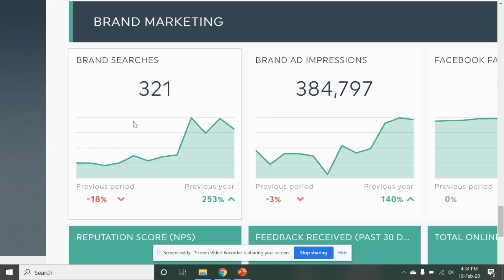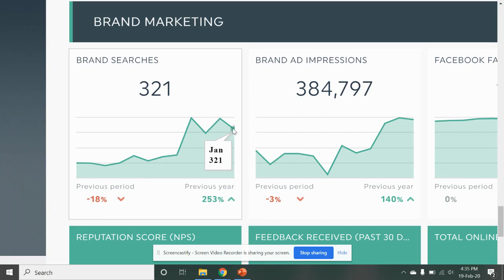Now, for this client, if we go back a year, their brand name was searched in Google 99 times last February. In March, it was 98 times. Last April, it was 82 times. But in recent months, we've had a big increase in the number of searches for their brand name. In October, it was 396, December 392, January 321. What this means is that this client's target audience are searching for them on Google by name 10, 11, 12 times a day, every single day.